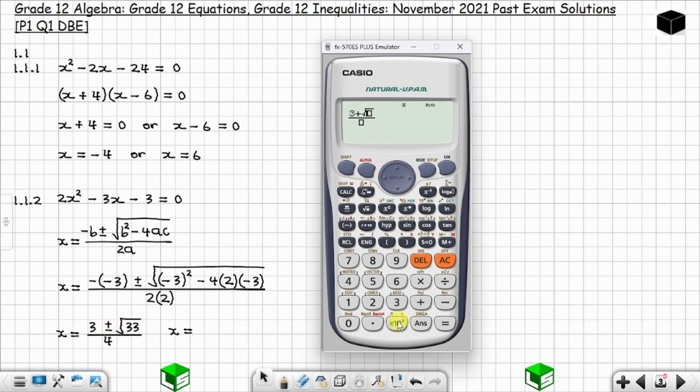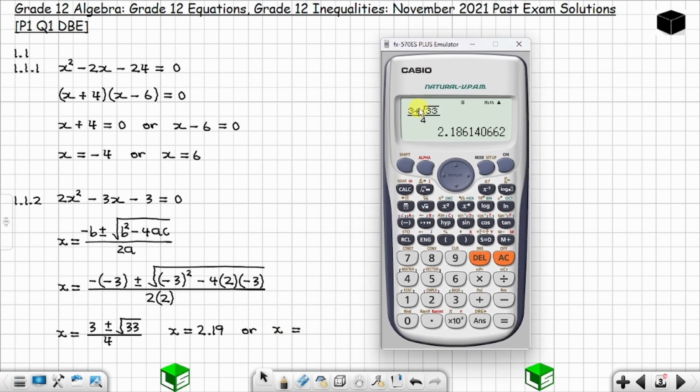So you have plus square root of 33 over 4. I hope you can see that. And you have your answer in decimal. Get your answer correct to 2 decimal places. This will be 2.19, or x is equal to, now use negative.